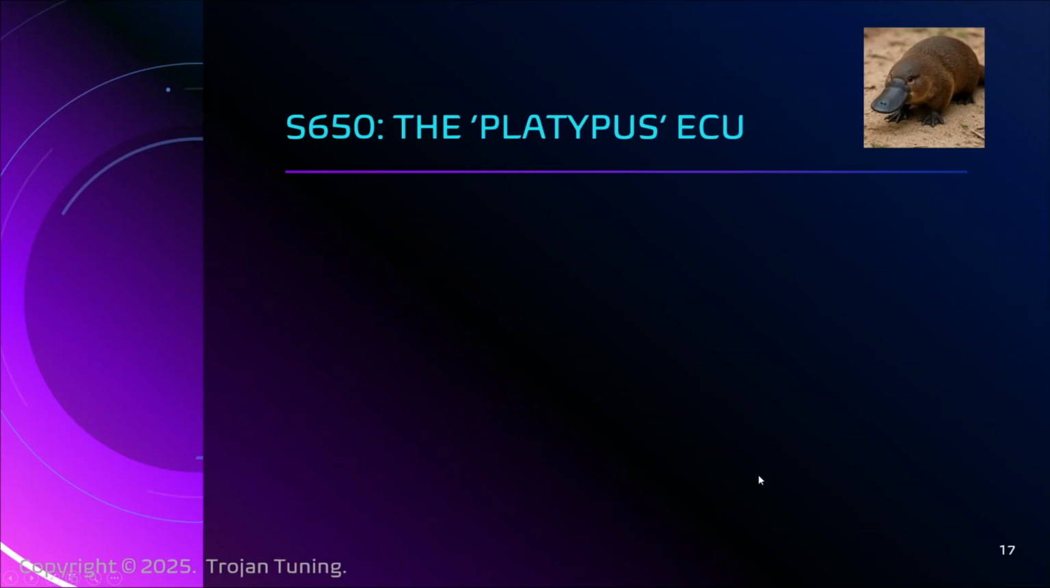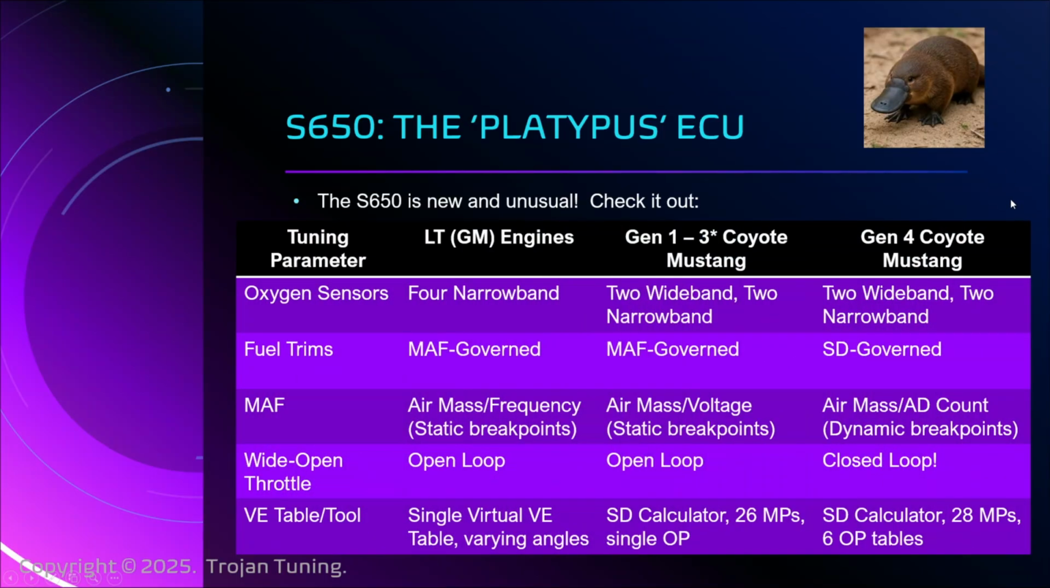Okay. The Platypus ECU. So we're going to go through some things here. Everything we know about tuning goes out the window with the S650 in certain respects, and that is because of this. Ho, what is all this, he says. Okay, so I have various known tuning parameters, and then I have 3 different kinds of engines. I could have picked others, but I picked these ones.